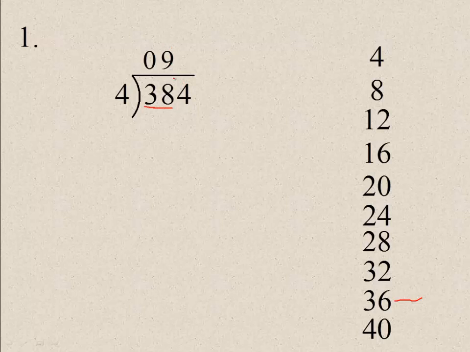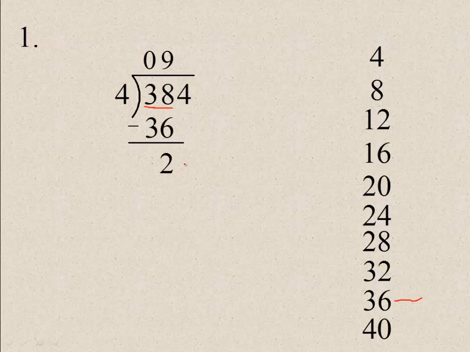Once I get the answer in the top, my next thing is to multiply. 9 multiplied by 4 is equal to 36, and I've got the answer here. Once I've got the answer here, which is 36, my next step is to subtract. Now I subtract, because division is nothing more than repetitive subtraction. 38 minus 36, 8 minus 6 is equal to 2, 3 minus 3 is 0. You can't put a dot.